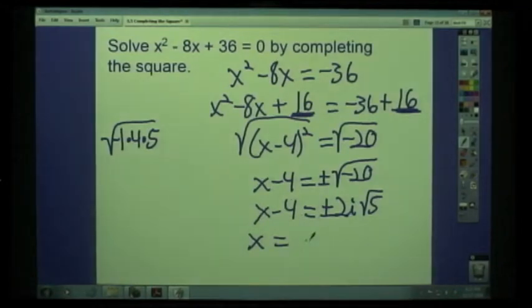Then you add the 4 over to the other side. That gives me 4 plus or minus 2i on the square root of 5. This is why I said you can't just always rely on the calculator to do these, because this one you could not type into the calculator to get a decimal answer.